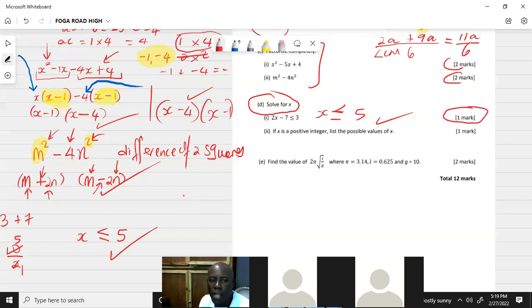So they are saying that this is no biggie, a quick 1 mark. Watch this now. If x is a positive integer, you see that? Very important piece of information. We'll talk about this right now. If x is a positive integer, list the possible values of x.